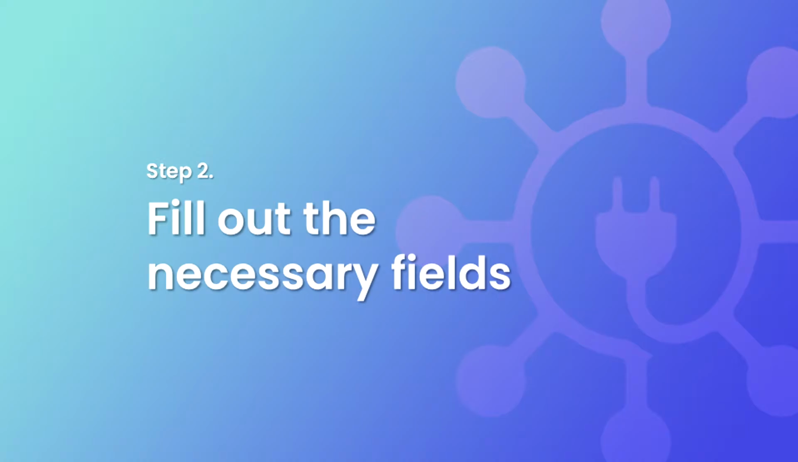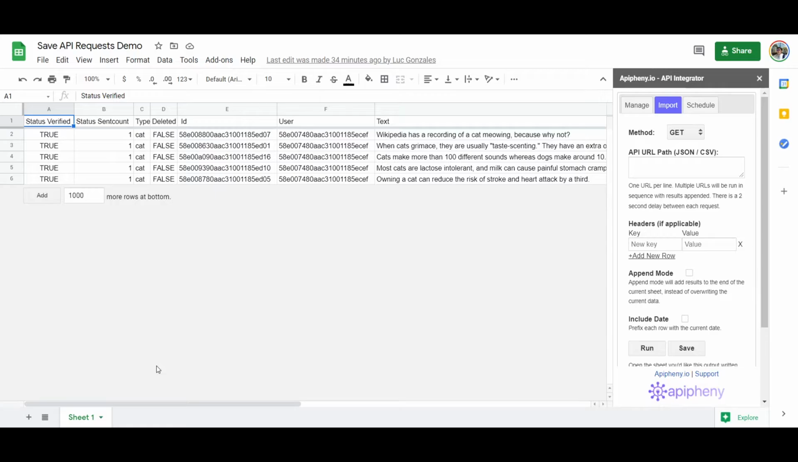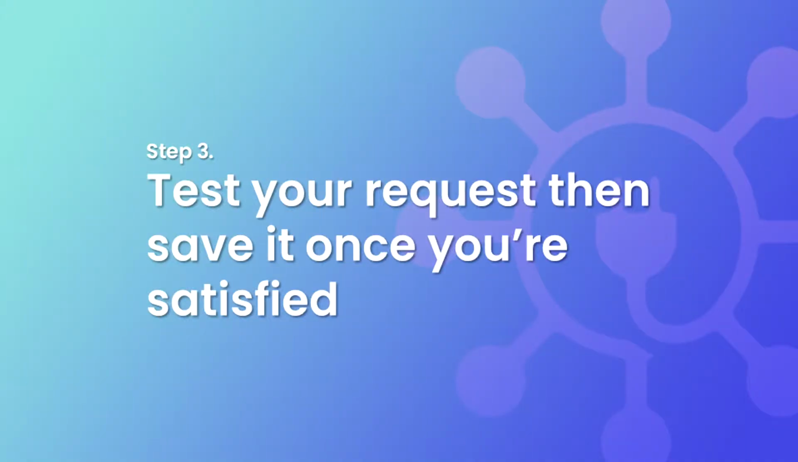Step 2. Fill out the necessary fields. In Epiphany, input your API URL path containing the endpoint you want to use, any headers, and customize your API request as necessary.